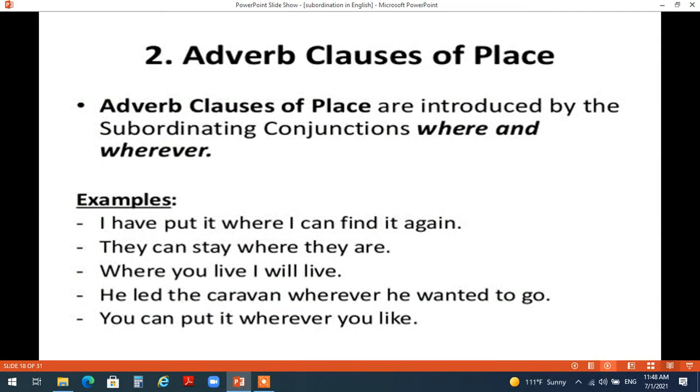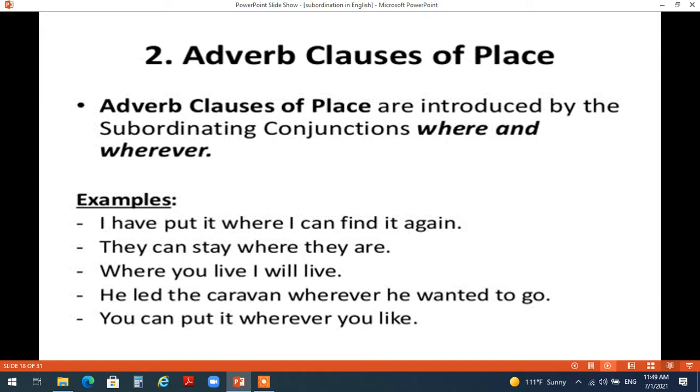The second type of adverbial clauses are called adverbial clauses of place, to indicate a place relationship. Adverbial clauses of place are introduced by the subordinating conjunctions where and wherever. We use where and wherever as subordinators if there is a place relationship in the sentence. For example, I have put it where I can find it again. So where I can find it again is the subordinate clause, whose type is an adverbial clause of place.